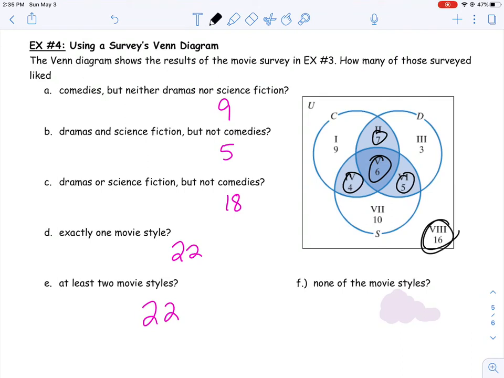All right, how many of them like none of the movie styles? They didn't like comedies or dramas or science fiction. Remember, that's the people on the outside? That's 16. So using that Venn diagram, putting in those numbers, I think really helps us answer these questions.